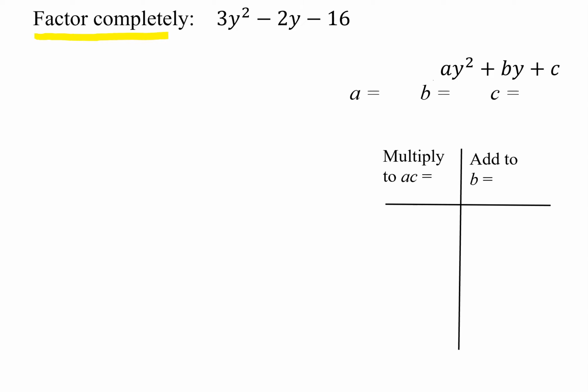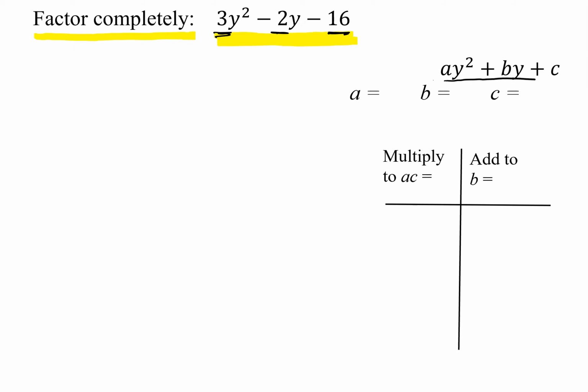In this problem, I need to factor completely the trinomial 3y squared minus 2y minus 16. The first thing we have to do with any factoring problem is decide, is there a common factor or greatest common factor? Well, if we look at our three terms, they do not all have y in common. And if we look at our numbers, 3, -2, and -16, there is no numerical common factor either. So I can't pull out a common factor.